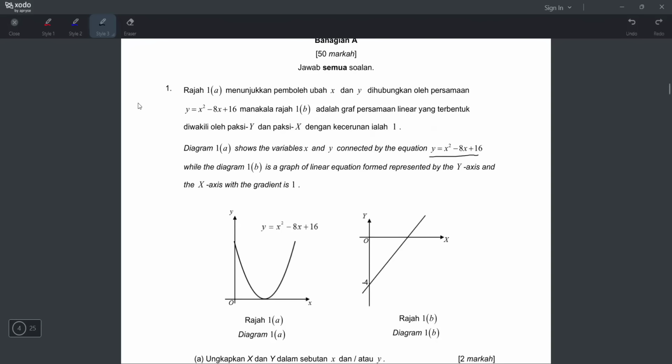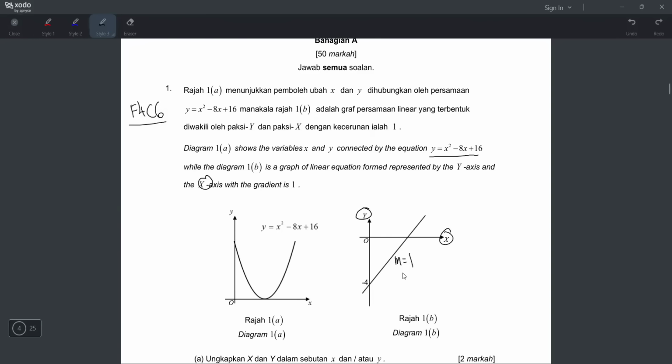Okay, let's talk about which chapter first. It's definitely from Form 4 chapter 6, the linear law chapter. They say diagram 1A is this equation, and they already labeled it for me. Diagram 1B is the graph of a linear equation form represented by the big Y-axis and the big X-axis. It means they don't want to tell you what the y-axis and x-axis are. If they put big Y, big X, they don't want you to know. But they did mention that the gradient is 1, so I can label that m is 1 here.